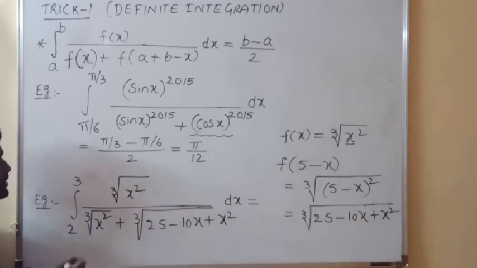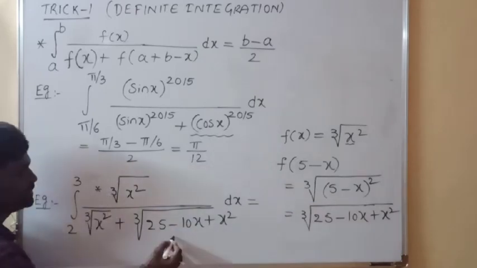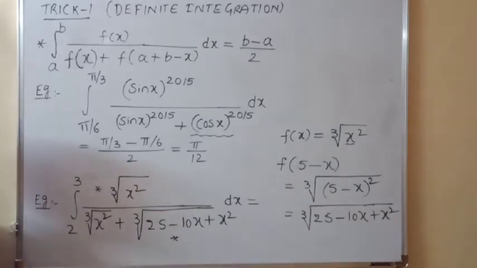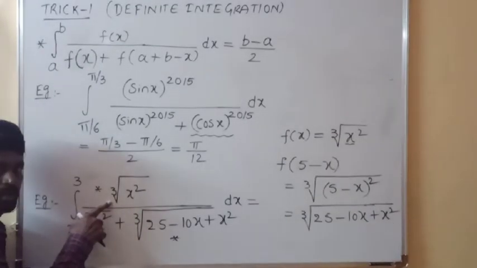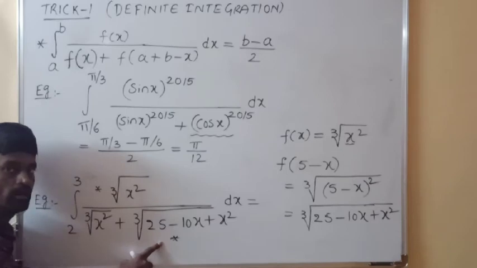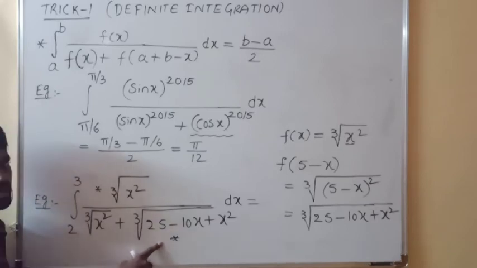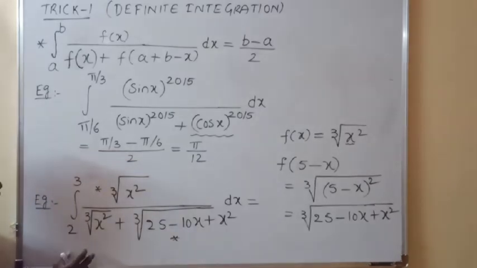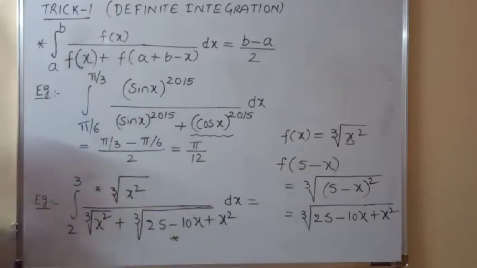So if you treat this as f of x, then this term becomes f of a plus b minus x. If you take this as f of x, then this becomes f of a plus b minus x. That means the given quotient is in the form of integral a to b, f of x by f of x plus f of a plus b minus x.